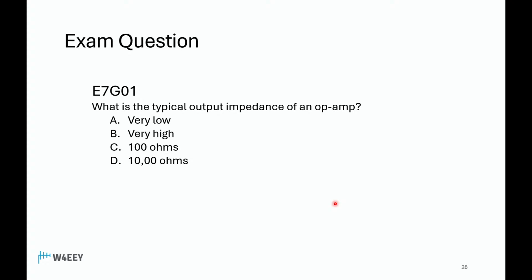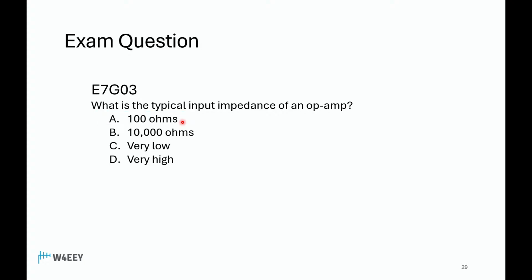It is A. Now the trap is that they actually put some values in here. So somebody could look at this and say, okay, well it's very low, so it must be the 100. But that's not where they're coming from. They want very low. So don't let that trick you. Very low. What is the typical input impedance of an op amp? The same logic applies. Very high. Very high, right. In our ideal, it was infinite.